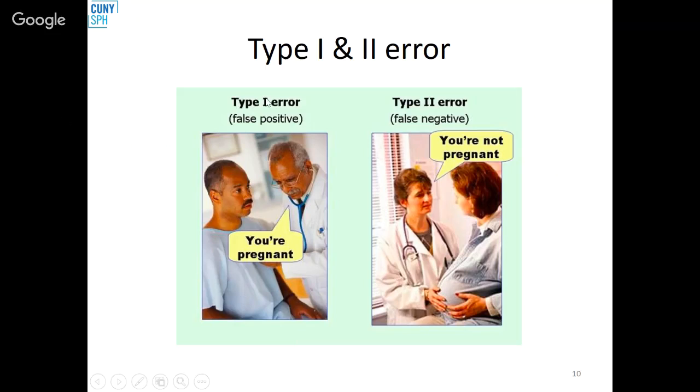Another example of type 1 and type 2 error. The false positive is another word for type 1 error, where the doctor says to the male patient, you're pregnant, or the type 2 error, you're not pregnant, for the obviously pregnant woman.